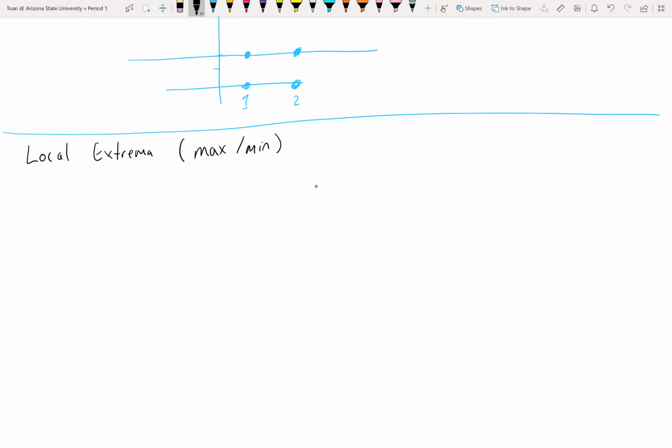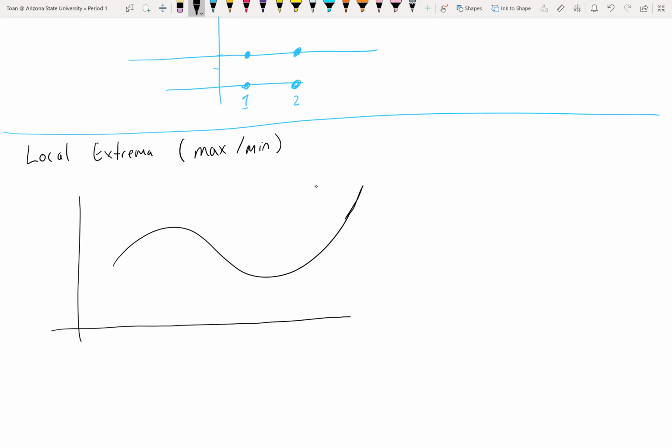The word local means around this particular area. So what does that really mean? I'm going to just draw a random function. It doesn't have an equation, just basically draw a squiggle. Right, there you go. Now this is a very obvious question here. Would you agree that the y value here is bigger than the y value here? Yes, right? So when you think of the word maximum, you think of the biggest.